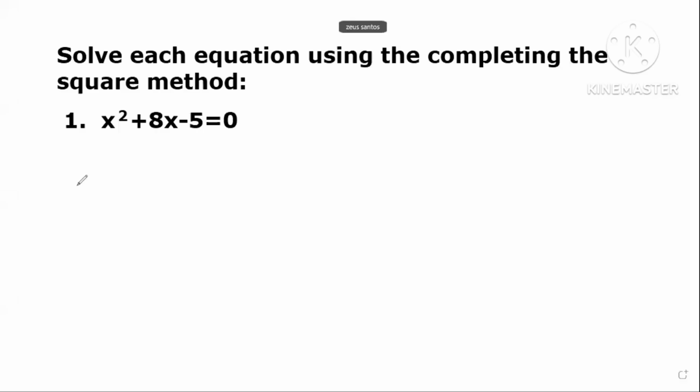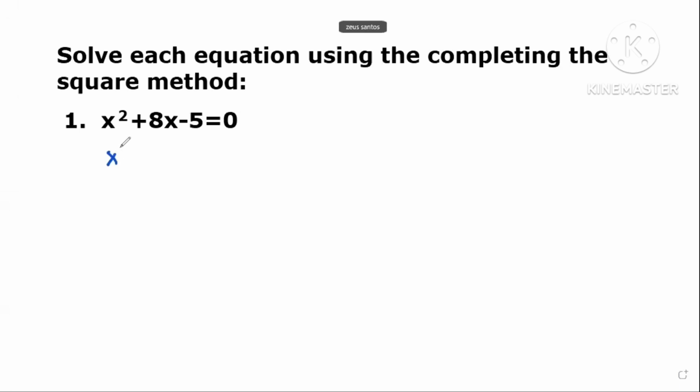Okay, solve each equation using the completing the square method. So you're given x squared plus 8x minus 5 equals 0. So anong first step? First step is to make sure na naka-descending order yung inyong trinomial, no? So descending na yan. Now, the next step is to leave all the terms with variables on one side of the equation. So lahat ng may x maiwan sa kaliwa. Yung negative 5 lilipat natin sa right side.